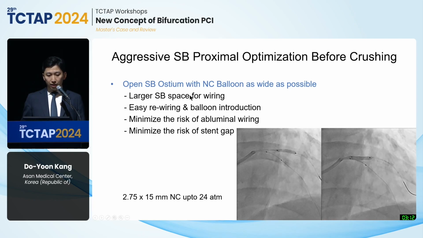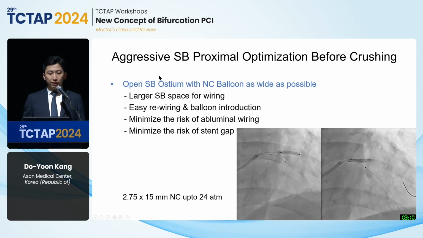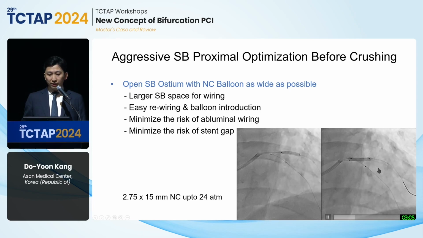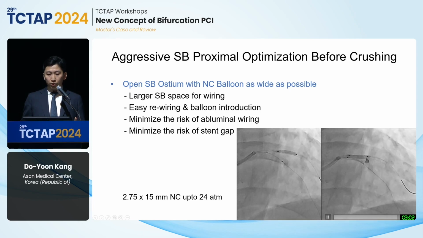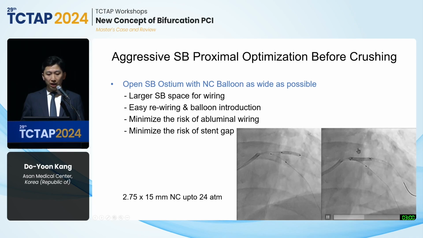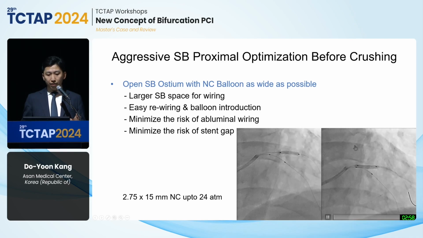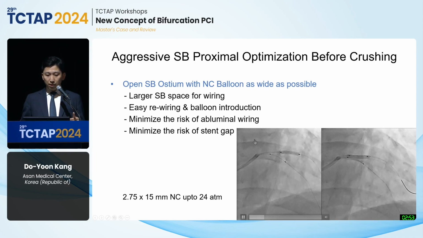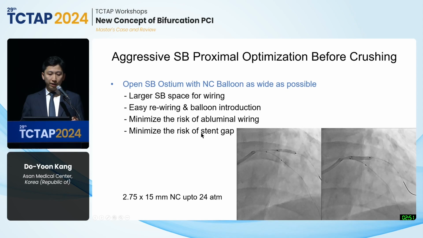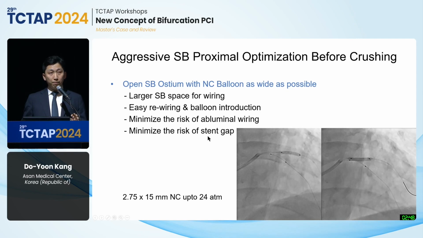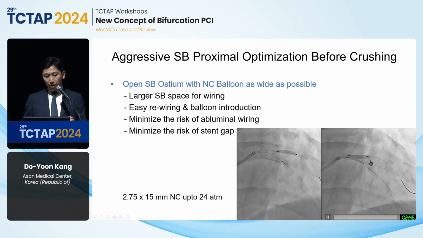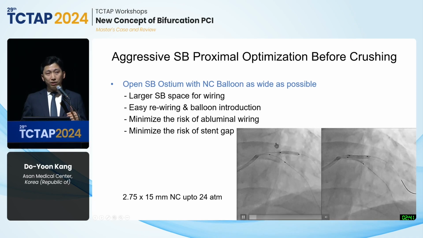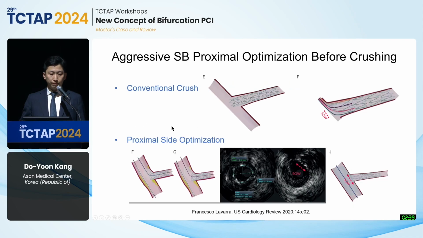And after stenting, the important thing is aggressive side branch proximal optimization before crushing. Open the side branch ostium with the NC balloon as wide as possible for larger side branch space for rewiring. It enhanced easy rewiring and balloon introduction, and minimized the risk of abluminal wiring and the risk of a stent gap at the bifurcation. So I applied a 2.75 NC up to 24 ATM. All the sizing was based on the intravascular imaging.